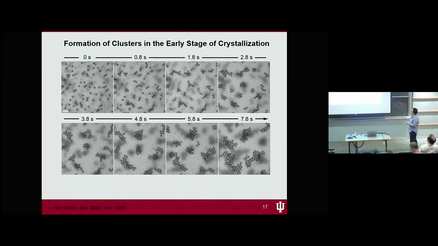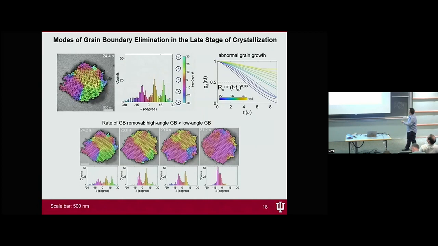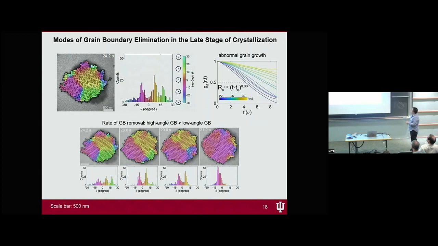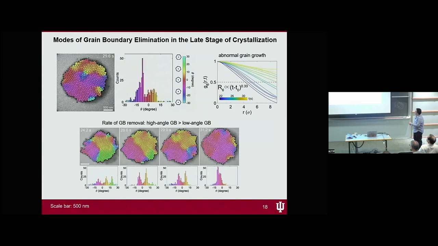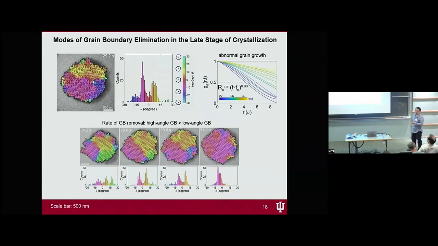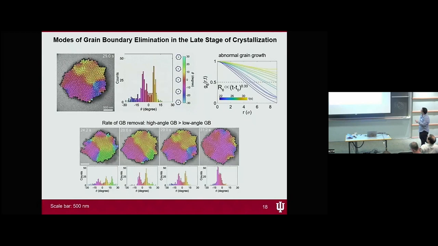We have also examined how the system moved from polycrystalline solid to single crystalline solid. Apparently, the system had to eliminate grain boundaries. As shown here, the snapshot at 24.2 seconds specifically, the system features both a high-angle as well as a low-angle grain boundary. But the high-angle grain boundary, which is the grain boundary between the pink and the green domain, got eliminated first. We interpreted this result as due to the higher interfacial energy between misoriented grains.